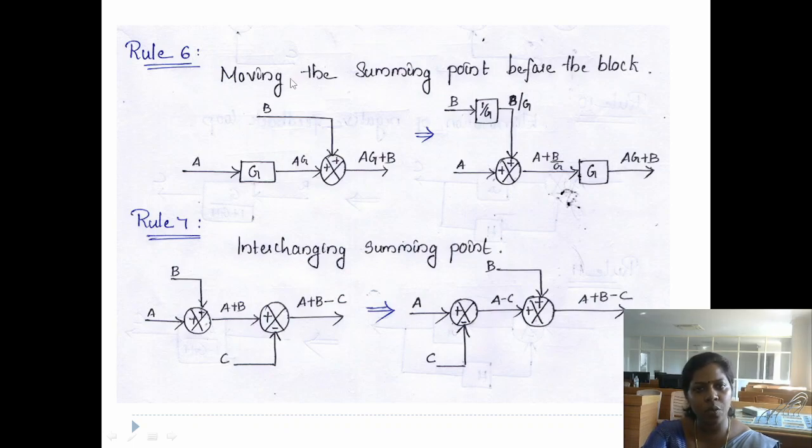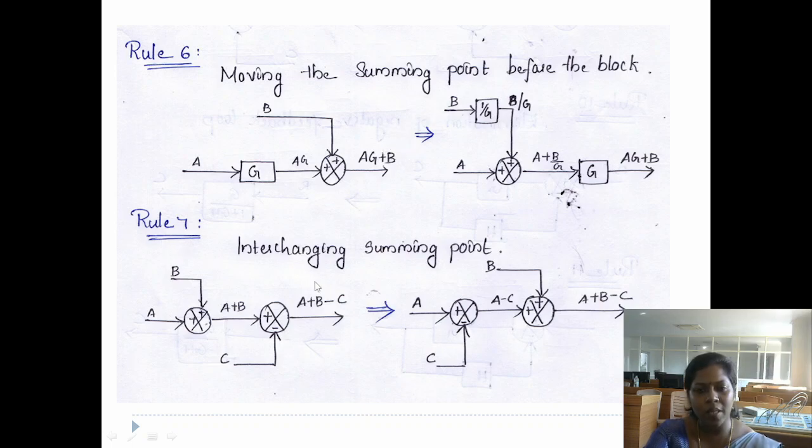Now rule number 6 is moving the summing point before the block. We have to move this summing point before the block G. For moving the summing point before the block, we have to add an inverse of that block, that is 1 by G, in that branch. That is 1 divided by G. So this is rule number 6.